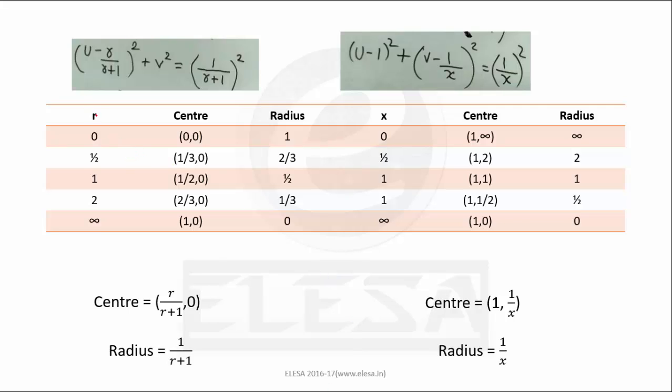So for example, for r equal to 0, we get center 0 comma 0 with a radius of 1. Similarly, for x equal to 0, we get center at 1 comma infinity with a radius infinity. For r equal to half, we get center at 1 by 3 comma 0, radius 2 by 3. For x equal to half, we get a center at 1 comma 2, radius 2. Then for r equal to 1, we get center at 1 by 2 comma 0 and radius half, and x equal to 1, we get center at 1 comma 1 and radius 1. And similarly, you can plot the other two and get the same result.